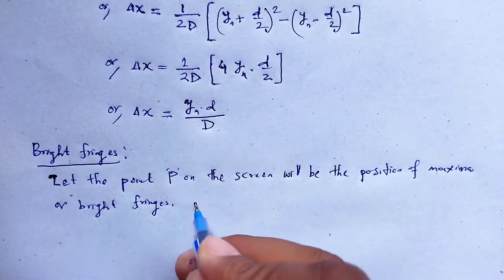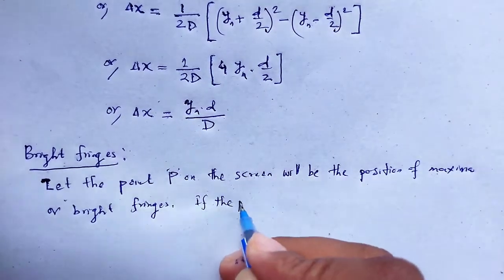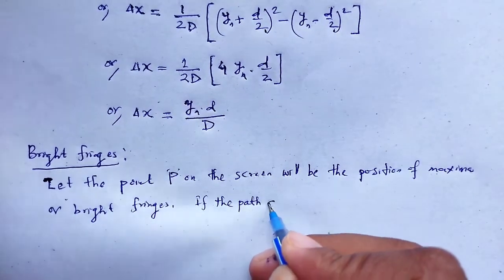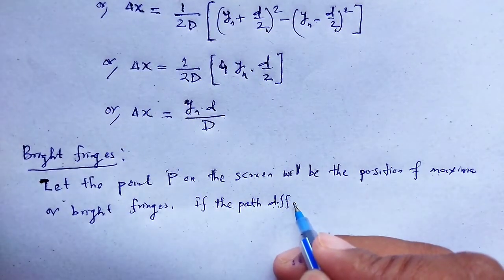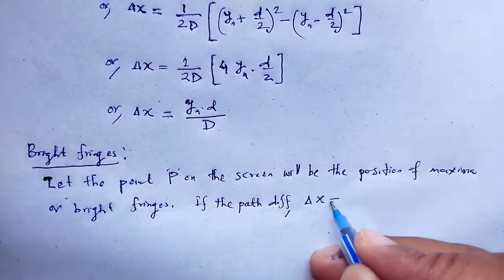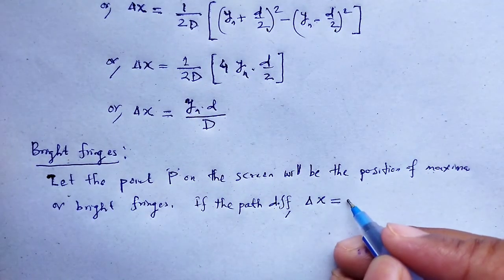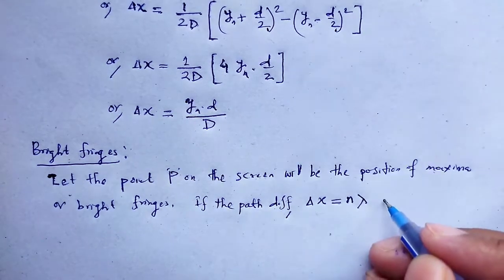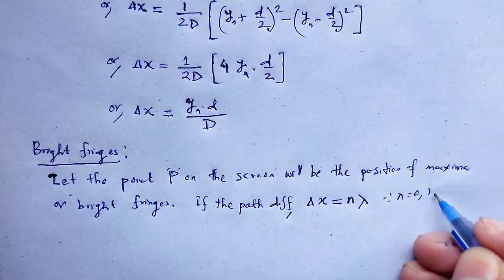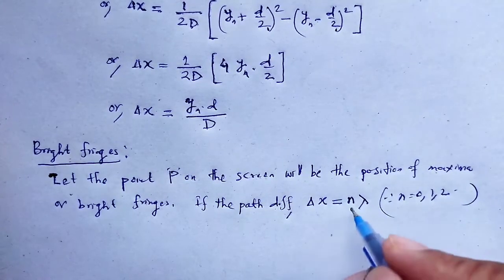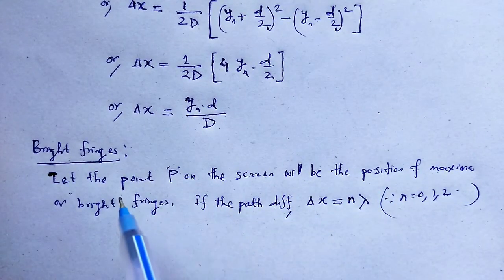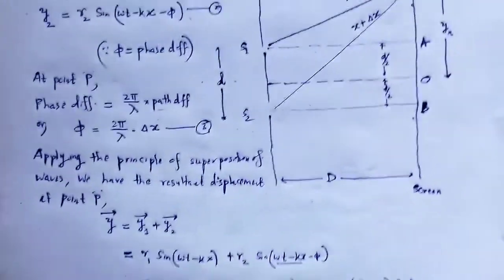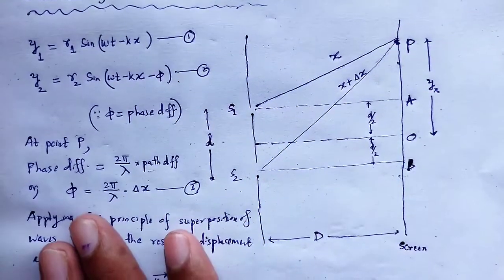What will be the condition? If the path difference del x is equal to an integral multiple of lambda, where n is equal to 0, 1, 2 like this, that is the condition for maxima. At point P, let us say we observe the maxima. What is the condition for maxima? That is the condition at point P to get maximum intensity of light.